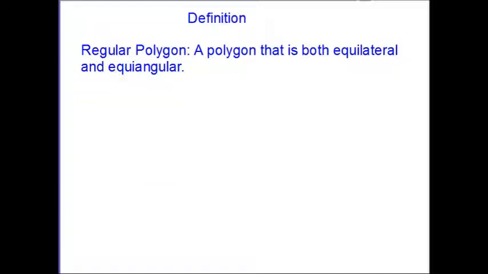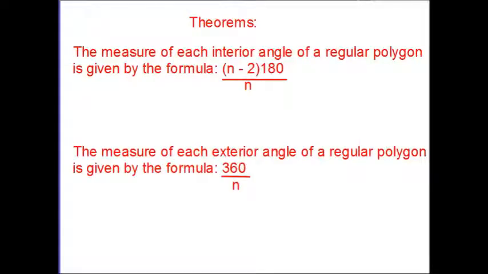First and foremost, we have one and only one definition, a regular polygon. A regular polygon is a polygon that's both equilateral and equiangular. So it has all equal sides and all equal angles. We have two theorems that go with this chapter. Again, just like our last section, our theorems have formulas embedded inside them.